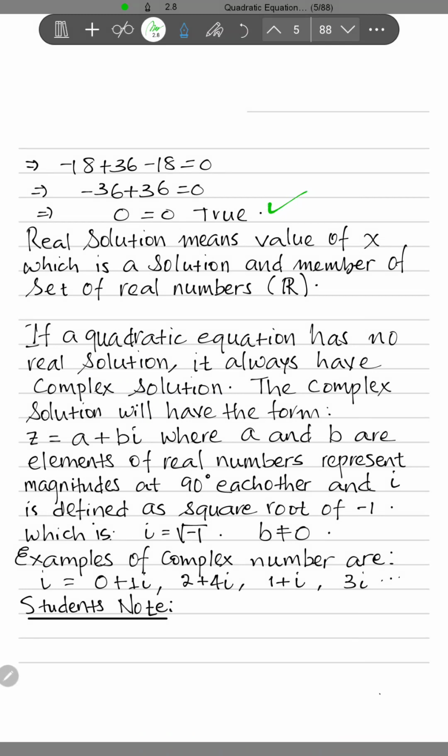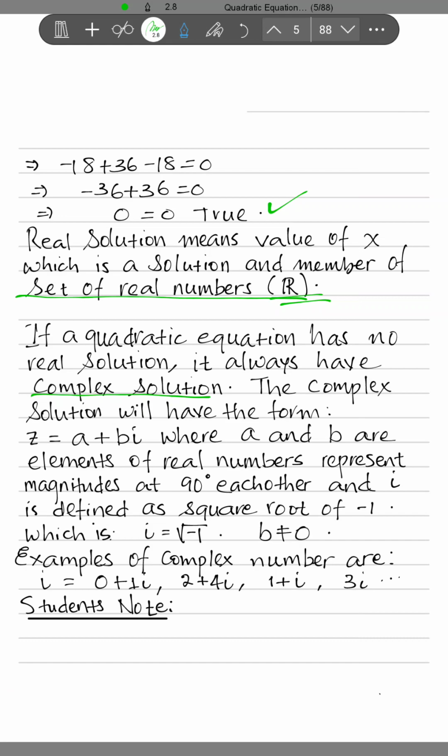It's already said here. A real solution means a value of x which is a solution and a member of the set of real numbers. Once again, we have a different lesson on number theory. So this solution set is a real solution set. If a quadratic equation has no real solution, it will always have a complex solution. So what's a complex solution? It's another set of numbers which are not real numbers, with its own form and definition, as we can see up here.